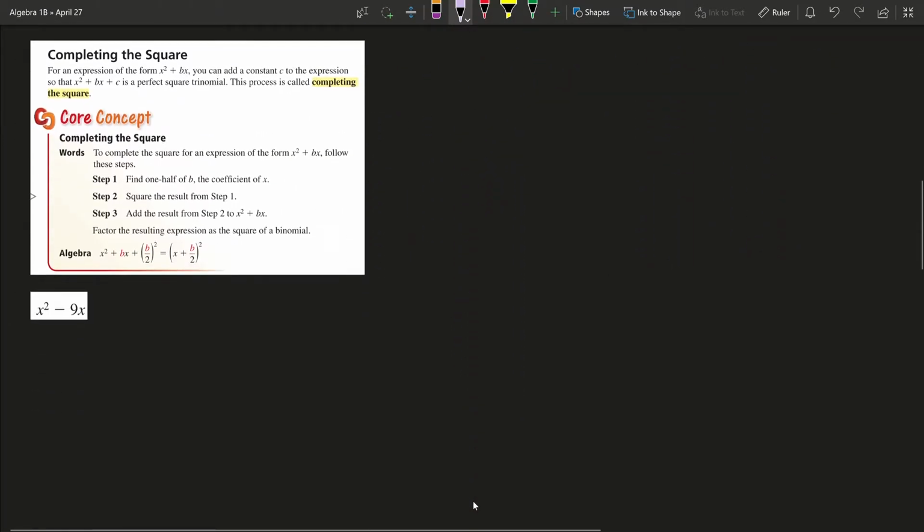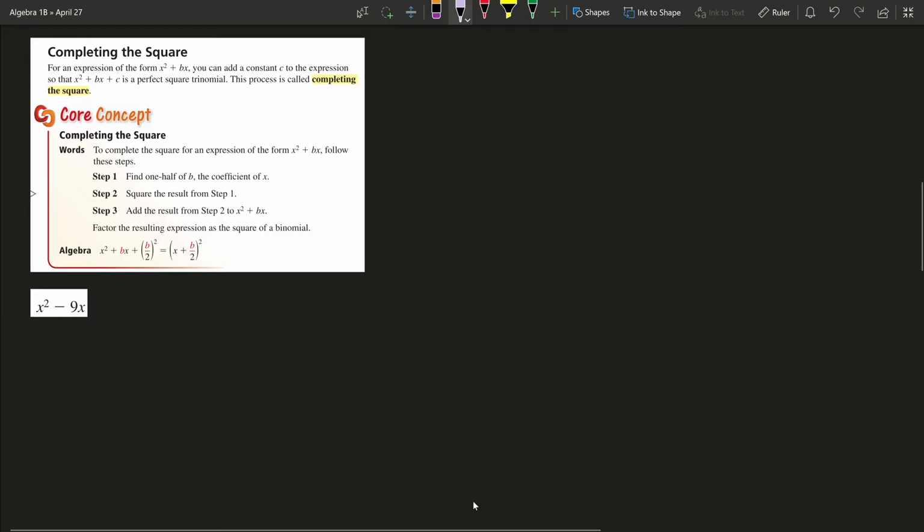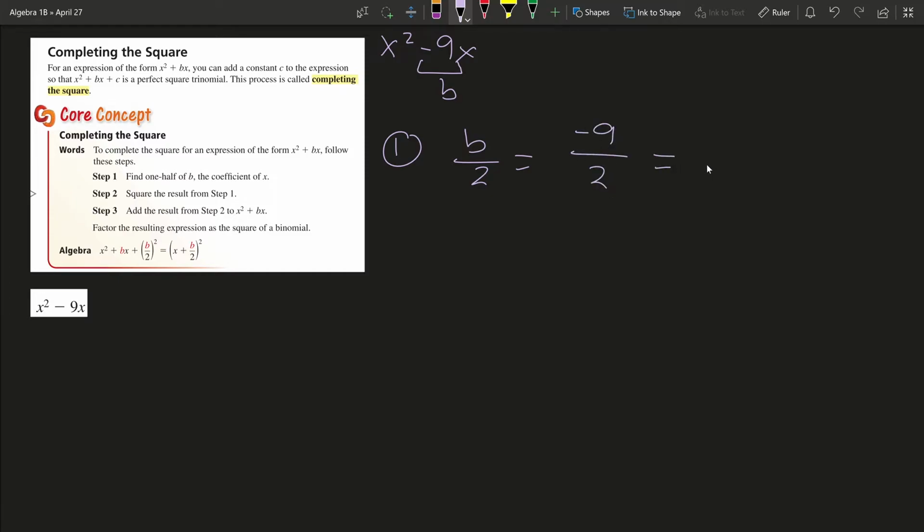Or let's try another one. So this time we have x squared minus 9x. Let's see, x squared minus 9x. So what is our b in here? Our b is negative 9. So the first thing we're going to do is find what 1/2 of b is. So b over 2, where b is negative 9, is equal to negative 4.5. But since this is a decimal, we'll just keep this one. It'll be easier to work with.